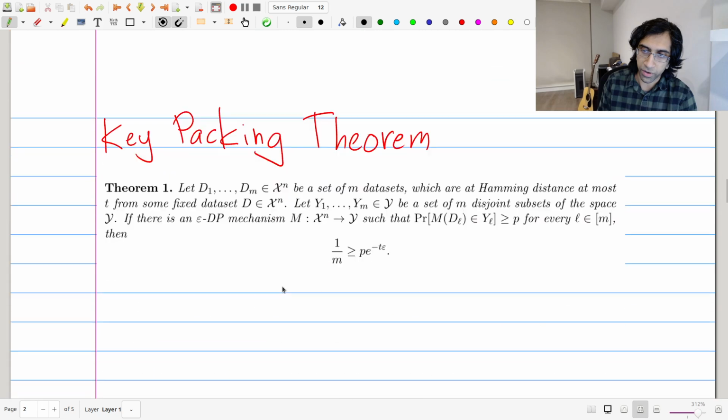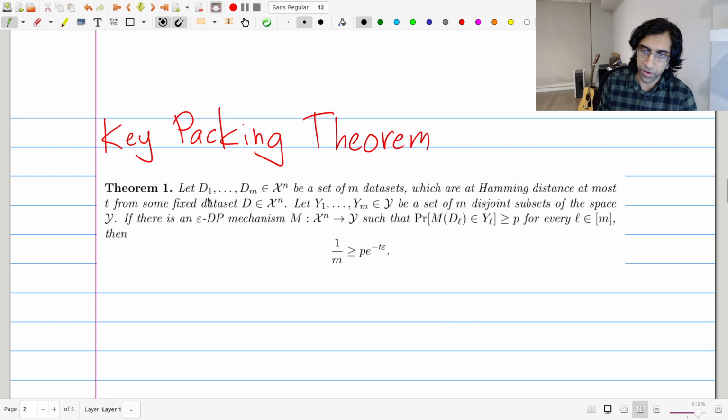The key property was this key packing theorem, which I'm going to call it. And the idea is the following. Suppose we have a set of m data sets, each of which are at Hamming distance at most t from some fixed data set d. So they're all close to some data set d. You might see already where this is going to come in. Remember, we used group privacy to change from one data set to the other, but we just used a very naive bound of things being at distance less than n. Here we're going to say that they're at Hamming distance at most t from each other. Remember, that's the number of points you need to change to get from one to the other.